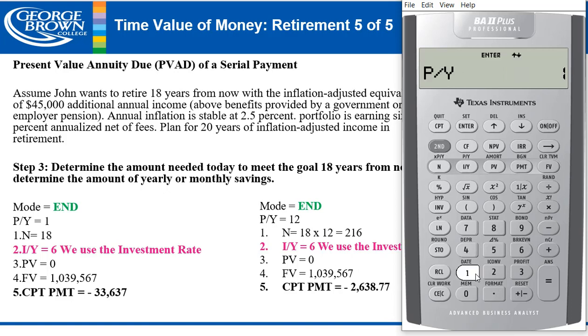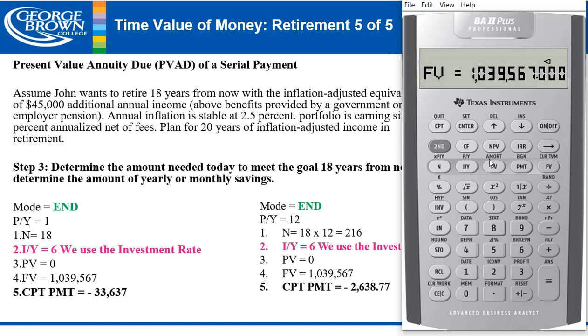Now, again, what we can do is change that to a monthly. Second PY, change that to monthly. 12, enter, and clear that. So again, it's 18 years, so 18 second NN, N equals 216, or I could enter it as 216N, fine, different strokes for different folks. 6 IY, no present value because we're starting our savings plan, $1,039,567 as my future value.